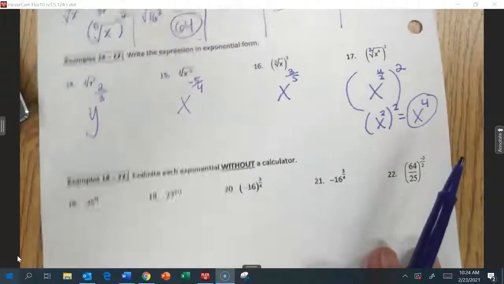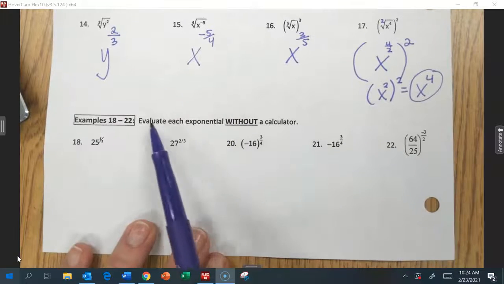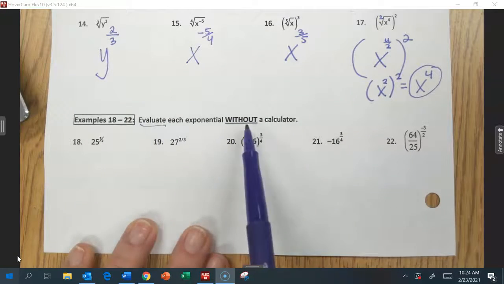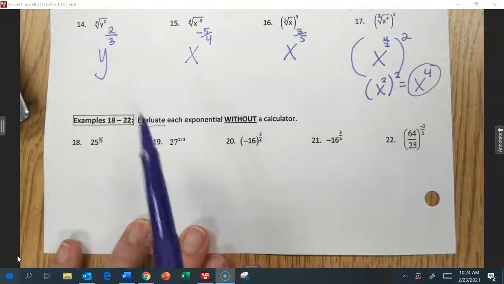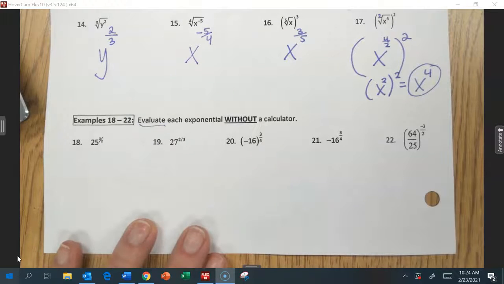All right, now, as I mentioned at the beginning of the notes, it's important that it says to evaluate these without a calculator. So no one expects you to be able to do 25 to the 3/2 in your head. That's not our goal.